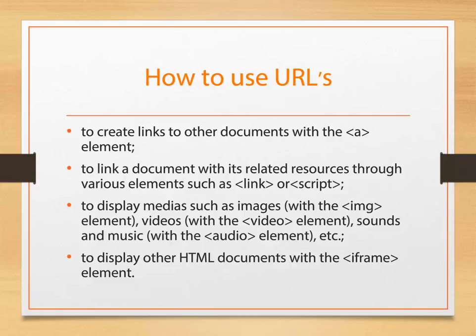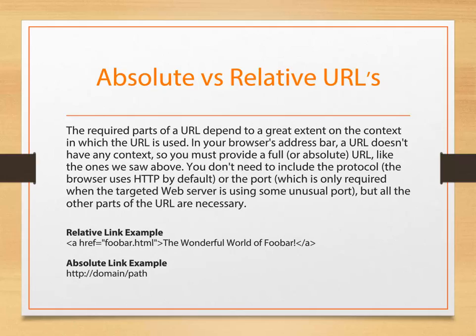The required parts of a URL depend to a great extent on the context in which the URL is being used. In your browser's address bar, a URL doesn't have any context, so you must provide a full or absolute URL. You don't need to include the protocol. The web browser uses HTTP by default on the port, which is only required when the targeted web server is using some unusual port, but all the other parts of the URL are necessary.